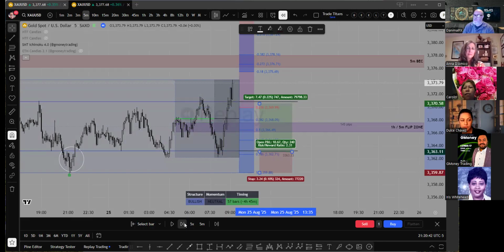Let's see, did it hit the extensions? That's what I look for. If it hits the extensions, then I'm looking for a retracement, but it didn't quite hit the extensions yet. Yeah, just missed it today.